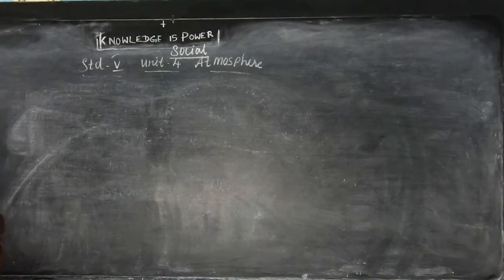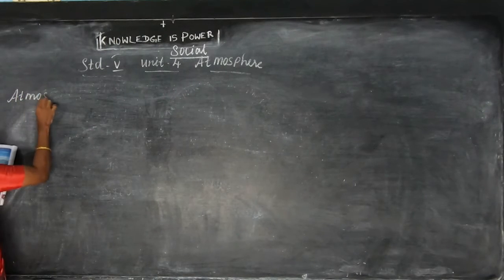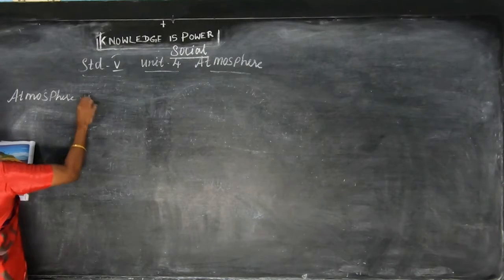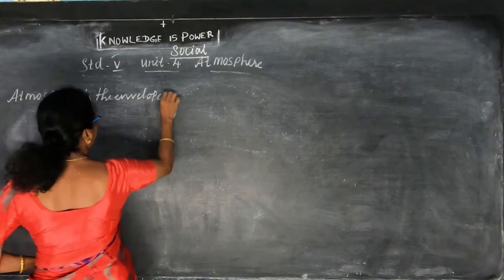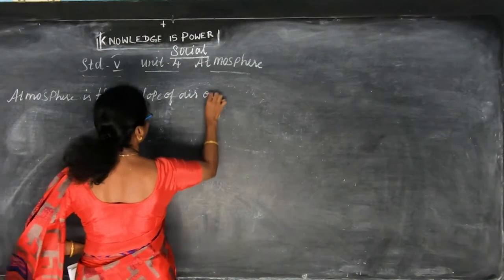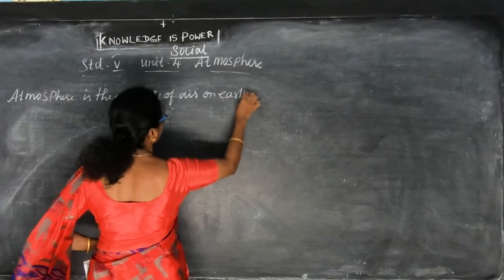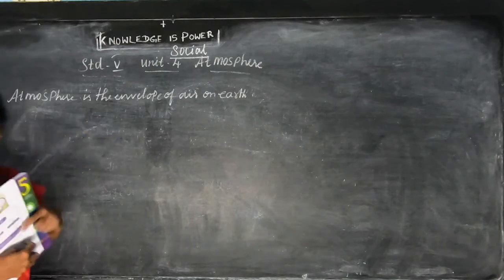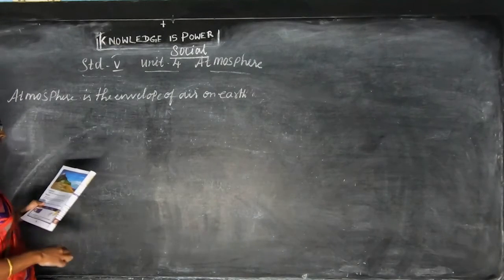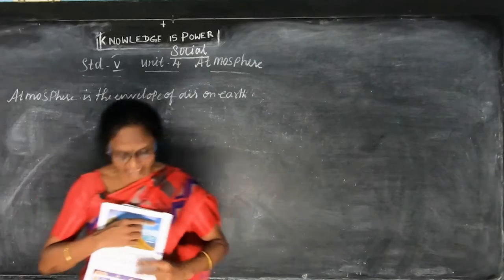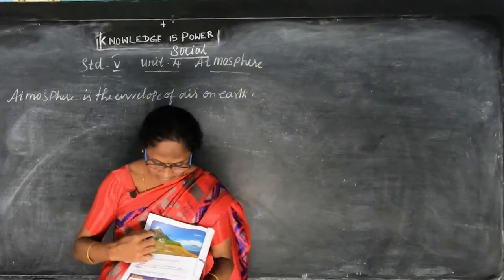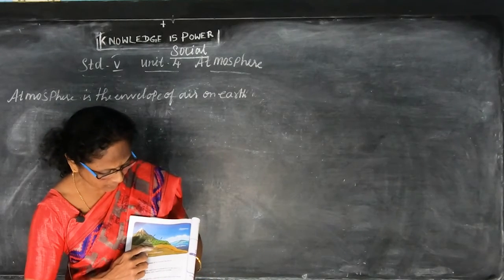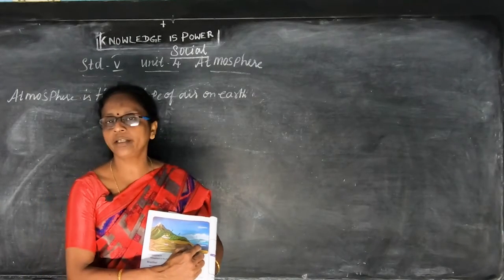So what do you mean by the atmosphere? Atmosphere is the envelope of air on earth. If there is no air, we cannot live. So atmosphere is the envelope of air on earth. Here you see the picture, children. This is the atmosphere, an envelope covered by air. And here you have the biosphere. Soil and rock is the lithosphere. Ice and water is the hydrosphere.